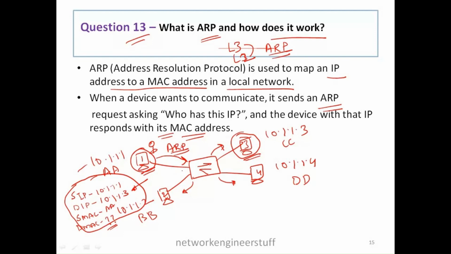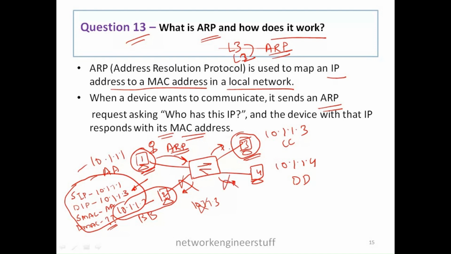Once this ARP request comes to PC2, since PC2 has the IP address 10.1.1.2, it will open that ARP message, and in that message the destination IP address required is 10.1.1.3. It is not a match, so it will reject that ARP message and will not respond to it.